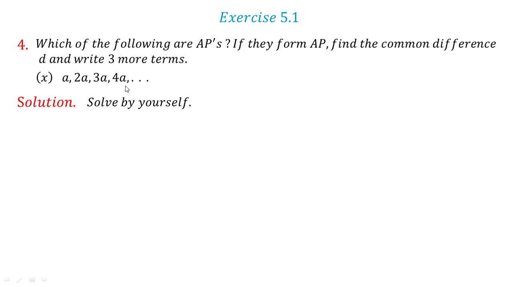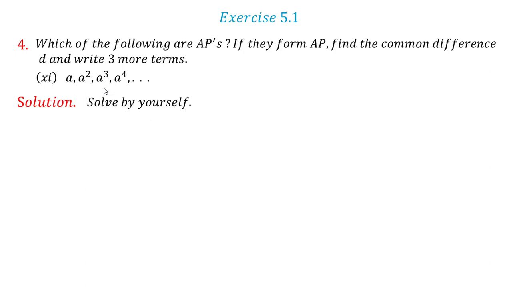So the next three terms are like 5a, 6a and 7a. A square, a cube, a power 4. Here if you find the difference, it is not the same. a cube minus a square minus a is what? It is a square minus a only. You can take a common, so it will become a into a minus 1.